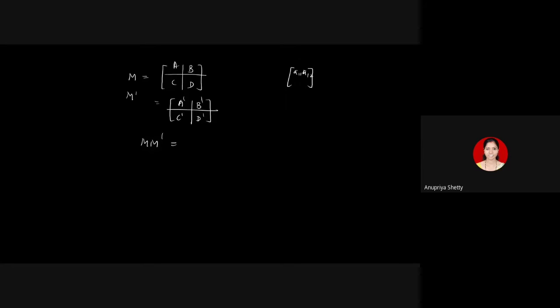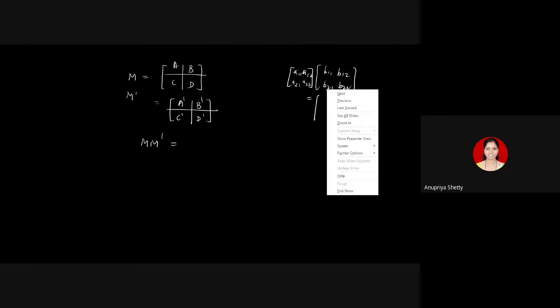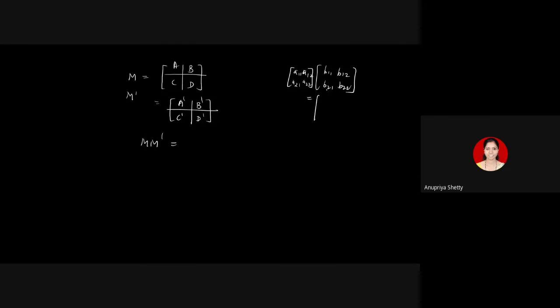A11, A12, A21, A22, and if the other one is say B11, B12, B21, B22, how do you multiply them? It is A11 B11 plus A12 B21, and then A11 B12 plus A12 B22. That will be the 1/2th entry.